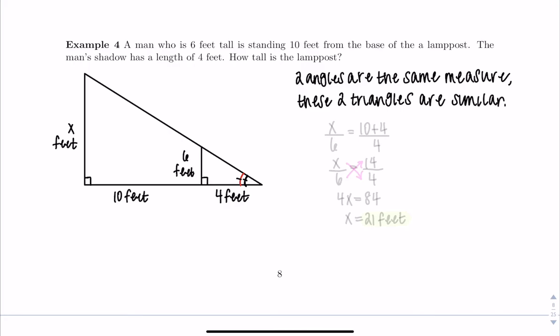And so we can compare their corresponding sides. We have x over 6, and that has to be equal to the whole length, which is going to be 14 because it's 10 feet plus the 4 feet, all over the 4 feet. So we have x over 6 equals 14 over 4.